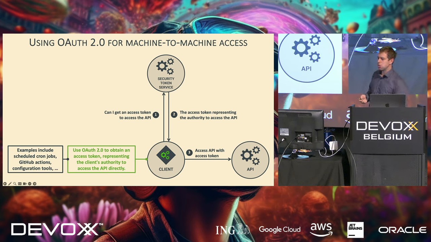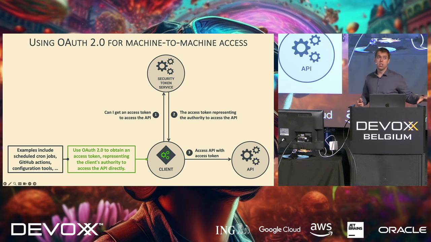So from the API's perspective, it's a uniform way of granting access. Makes sense in an OAuth landscape. From the STS perspective, it's just another client, and the client, well, there's an additional step compared to using an API key, but the overhead is minimal. This is machine-to-machine, straightforward. All right.